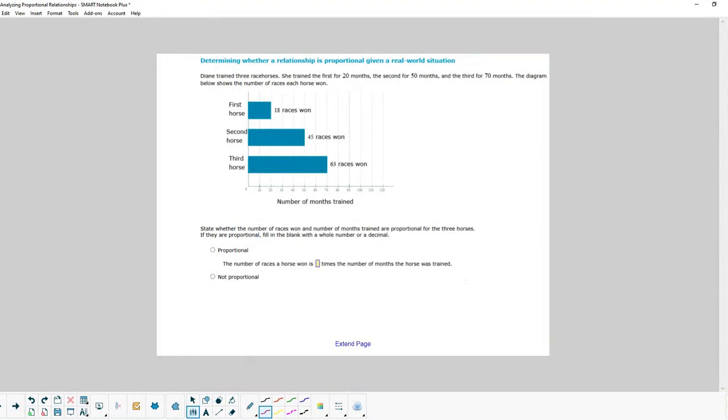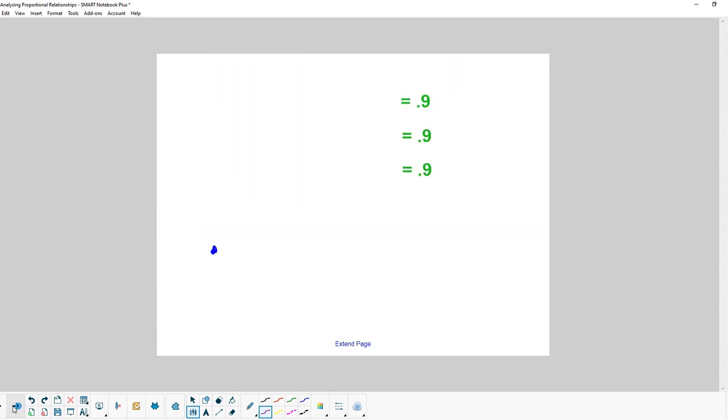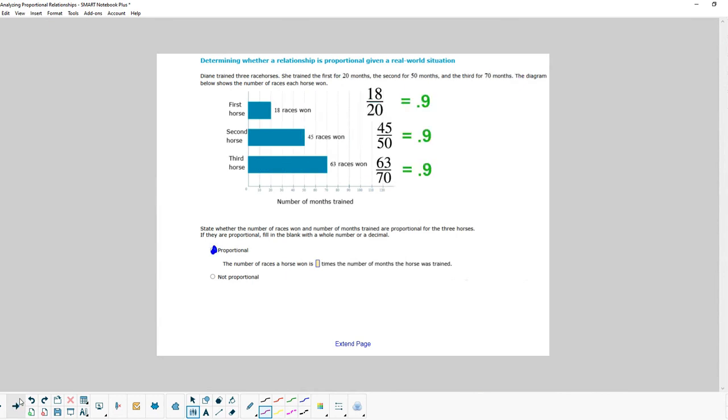To do that, we're going to divide the number of races they won by the number of months that they trained and see what kind of a final value we get. So 18 divided by 20, 45 divided by 50, 63 divided by 70. So let's see what we get. When we do those divisions, we end up with 0.9 each time.